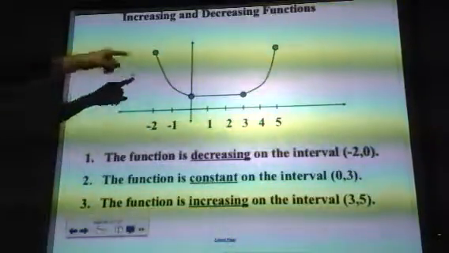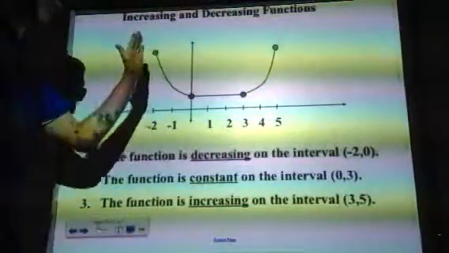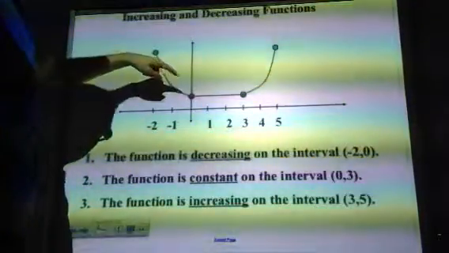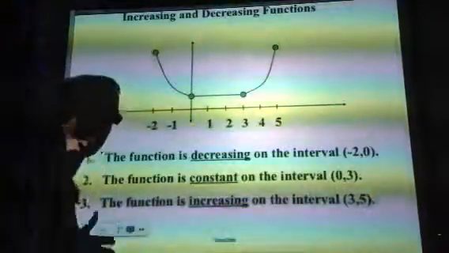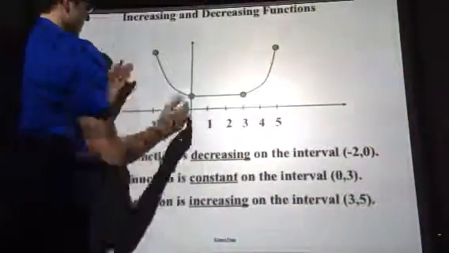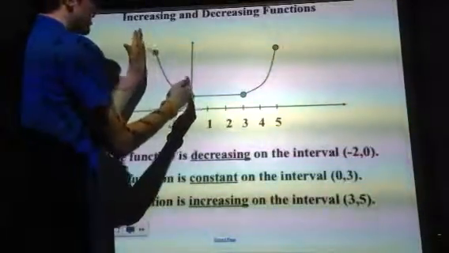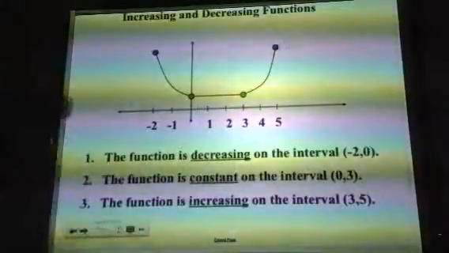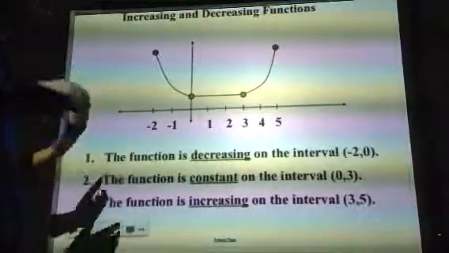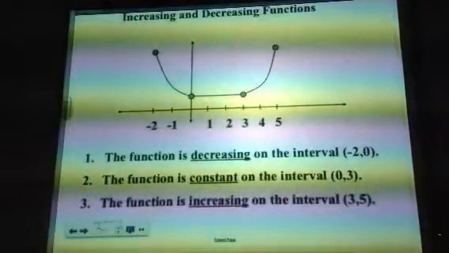Alright, so for this function, we always read a graph from left to right. Okay, it's like reading a book. We're going to start on the left, go right. So if we start on the left, what's happening here? Well, it's going down. So we say that the function is decreasing. Okay, so it's decreasing on the interval -2 to 0. So from -2 to 0, if we just look at that part of the graph, it's decreasing. It's going down. Okay? And we don't want to include -2 or 0 there because it's not really going down at -2 and 0. It's kind of changing directions at -2 and 0.